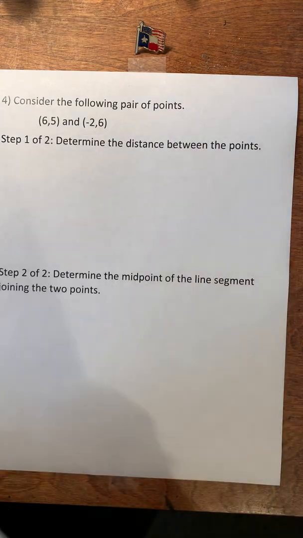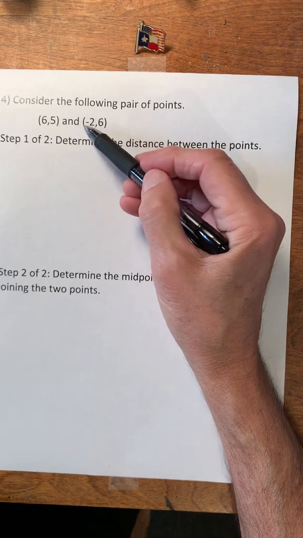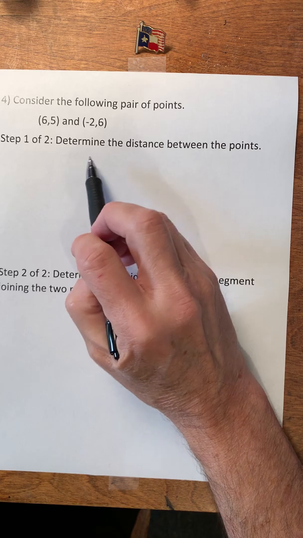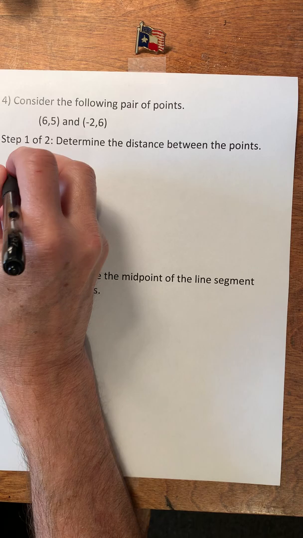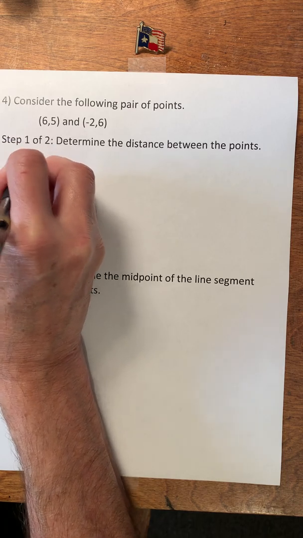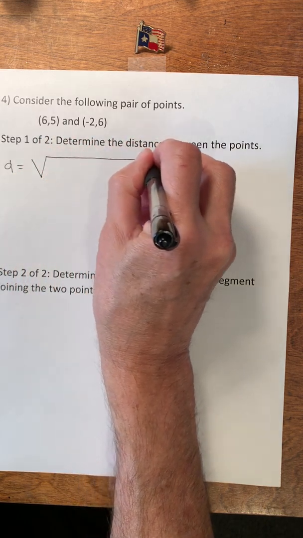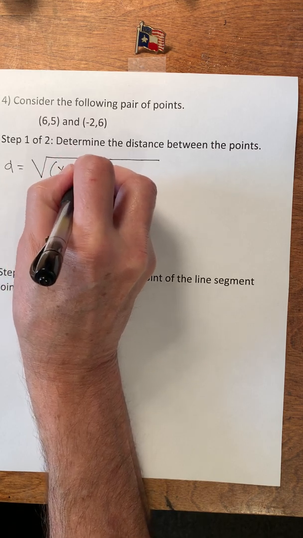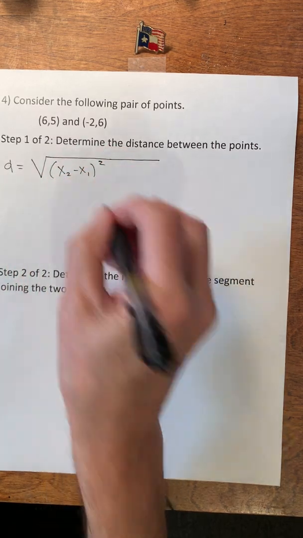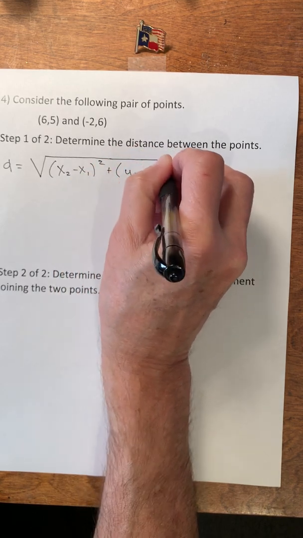Last one. This is also from 3.1. It says, consider the following pair of points. There they are. Step 1, find the distance. Now, distance is not easy unless you know the formula. That's why I gave you the formula. It's in your notes. The distance formula is the square root of x2 minus x1 squared plus y2 minus y1 squared.